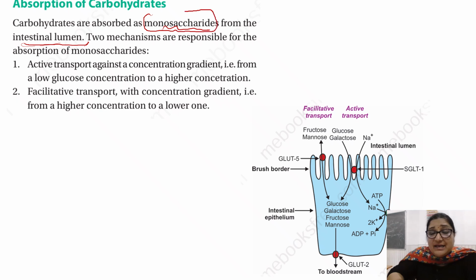Okay, only monosaccharides will be absorbed, otherwise disaccharides will not be absorbed from the intestine. So these monosaccharides are transported against the concentration gradient. Against the concentration gradient means from a low glucose concentration to a higher concentration.